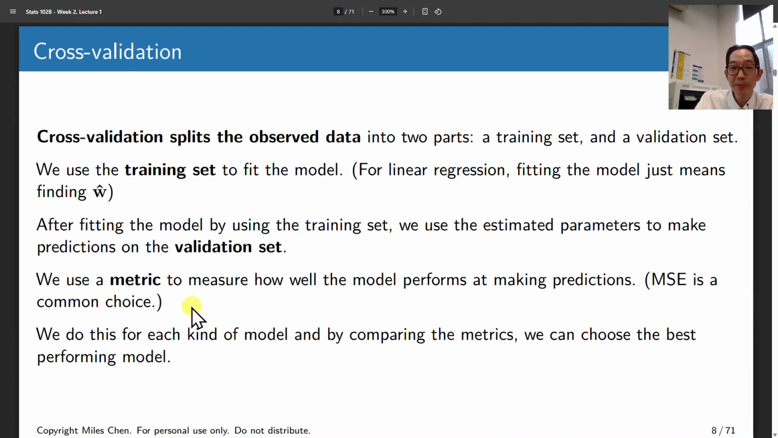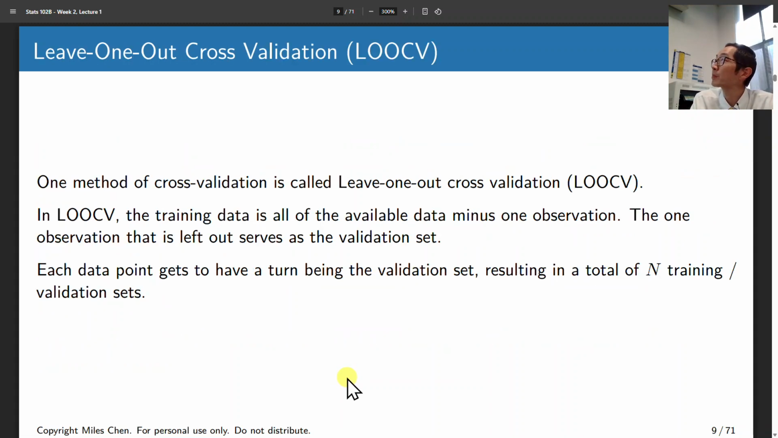And we have some kind of metric. Okay, we have a way to measure how well the model performs at making these predictions. Common choice is mean squared error. We just say, how good are our predictions? And we do this for the different models that we have, and we compare the metrics. And by comparing the metrics, we try to choose the best performing model.